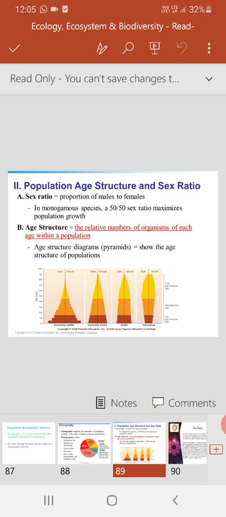In particular, in sex ratio, the ratio of females is more important because females are directly associated with births. So the ratio of females should be high for a population to increase in the near future. Age structure is the relative number of organisms of each age group within the population, and age structure is best described by age pyramids.